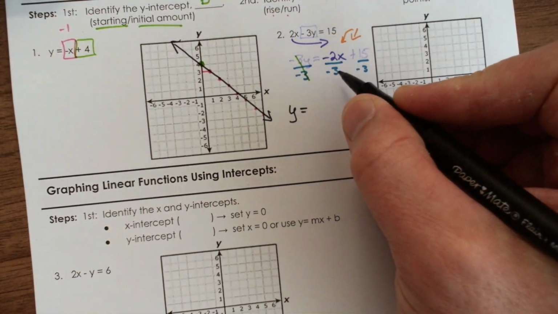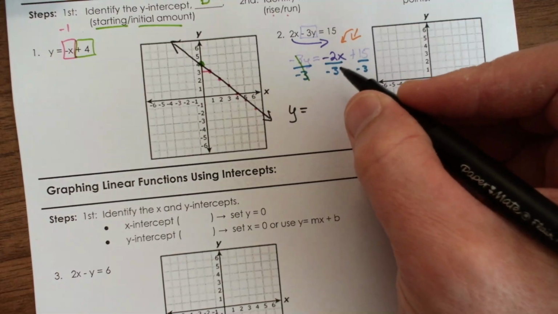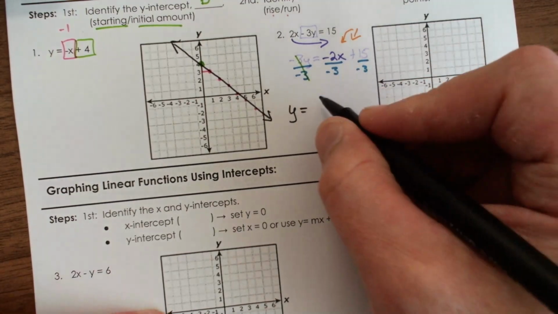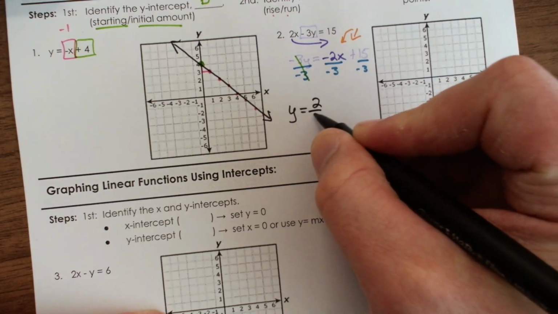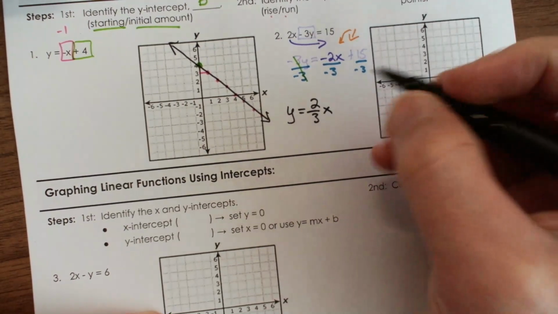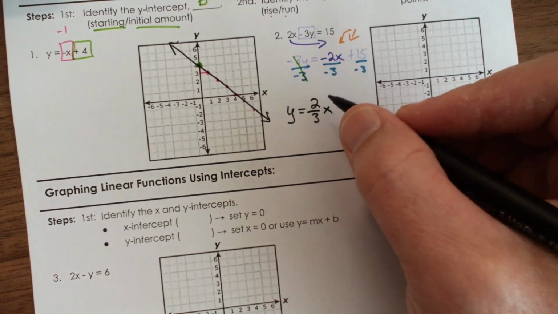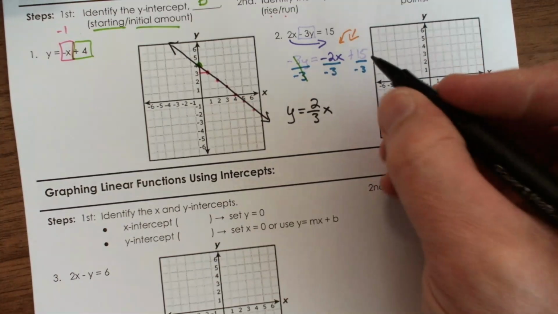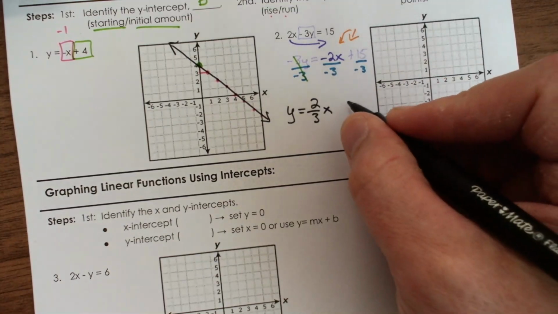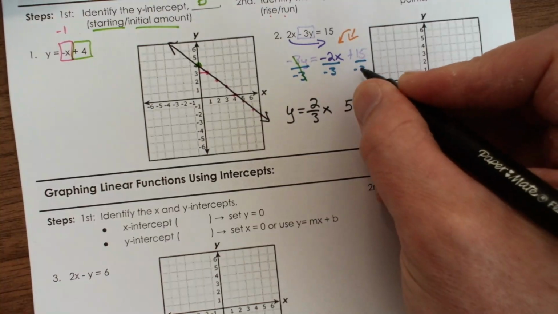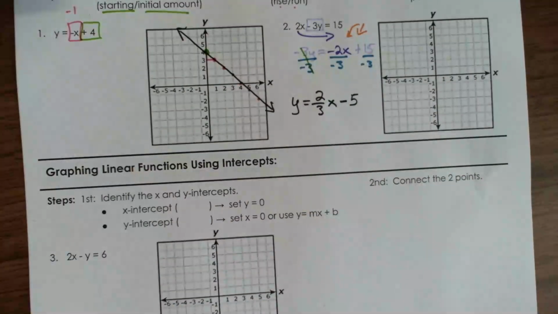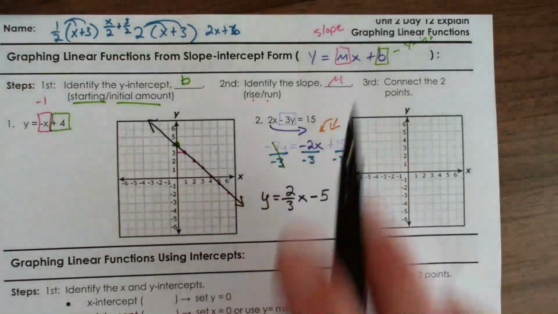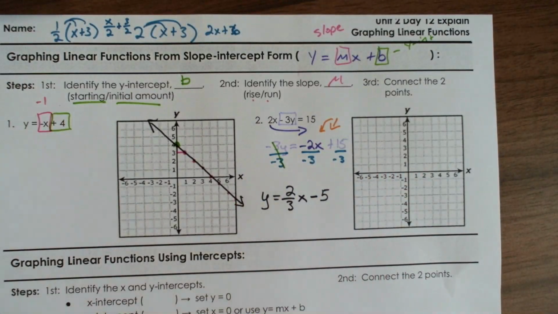2 divided by 3 does not come out to a nice number, so I'm going to leave it as a fraction. But a negative divided by a negative gives me a positive. So this is 2 over 3x, which I'll prefer, and I'll show you a reason why. Here, 15 can be divided by 3. 15 divided by 3 is 5. And a positive divided by a negative is negative. So my equation here in slope-intercept form is y equals 2/3 x minus 5.